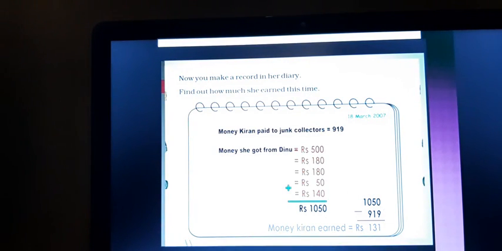See, money Kiran paid to junk collectors. This you have to write in that. In the textbook it is given. You have to write all this in your textbook there. A space is given there. So, whatever amount she got, she has to write there.